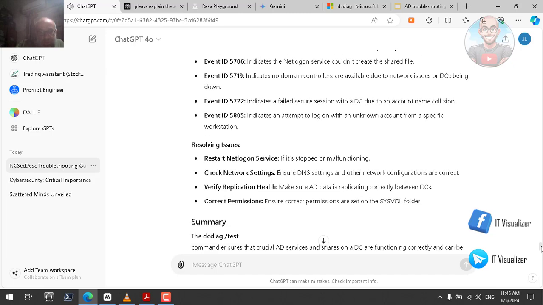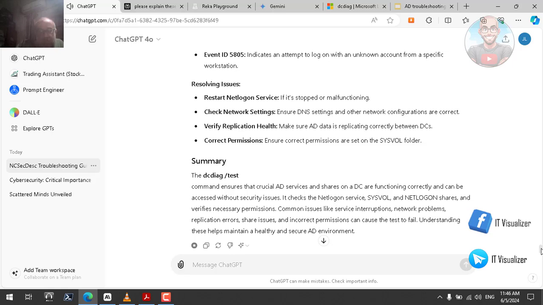Resolving issues. Restart Netlogon service if it's stopped or malfunctioning. Check network settings. Ensure DNS settings and other network configurations are correct. Verify replication health. Make sure AD data is replicating correctly between DCs. Correct permissions. Ensure correct permissions are set on the sysvol folder.